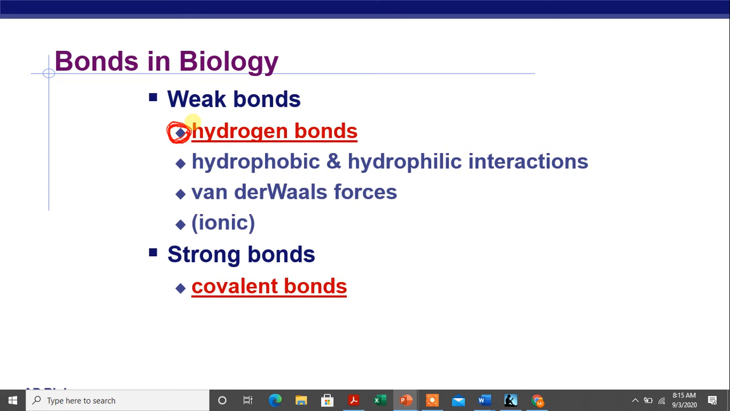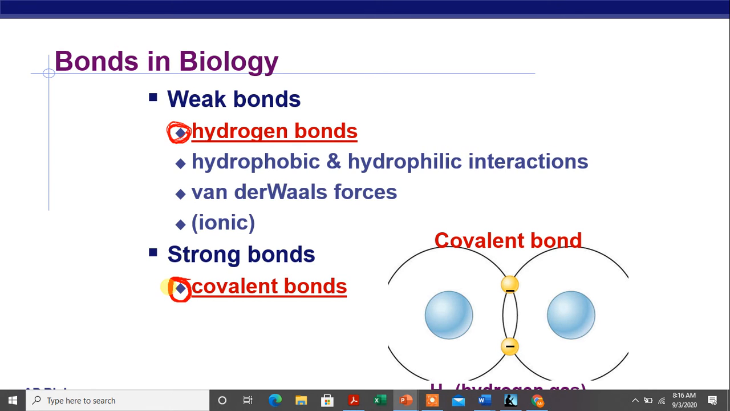And the fact that they're weak enables certain things to happen in biological systems that couldn't happen if they were strong bonds. And then really the only and most important form of strong bonds are covalent bonds. These are stable linkages between elements that will also be important in creating the stability of biological molecules.